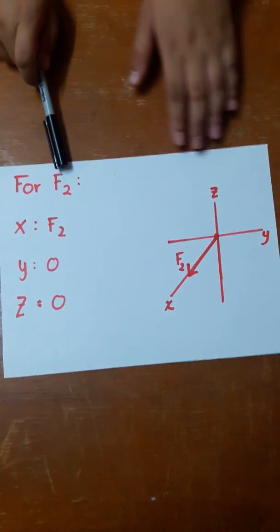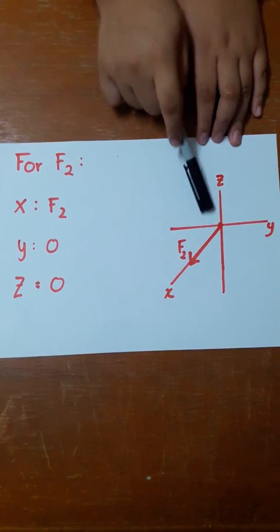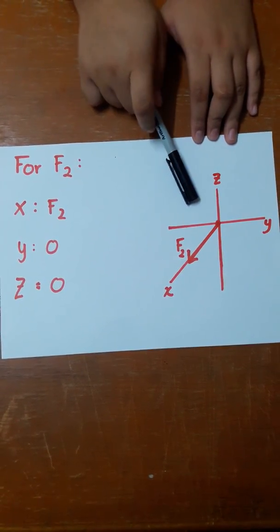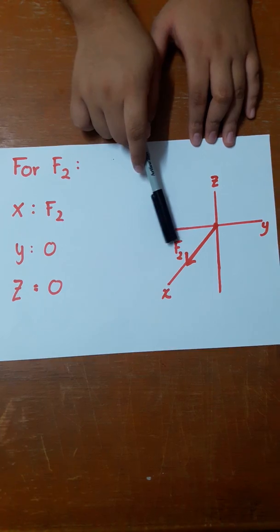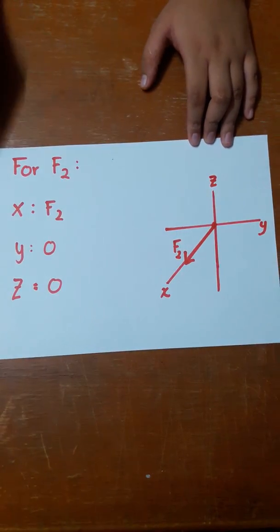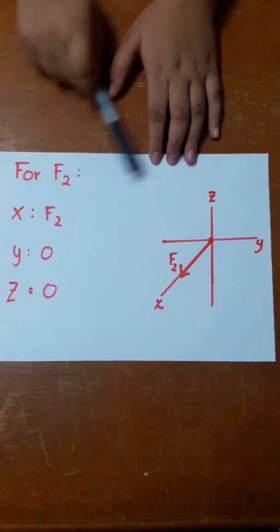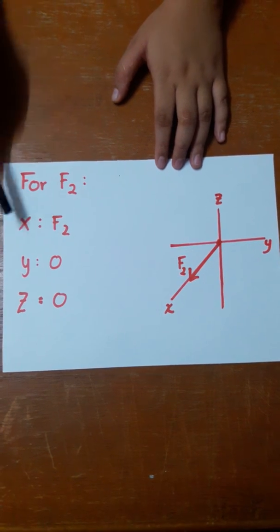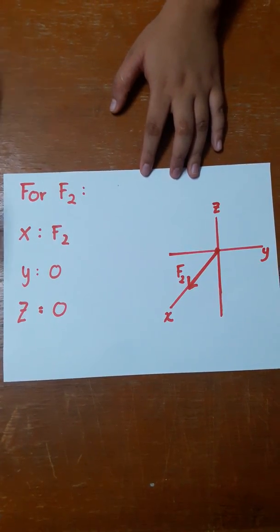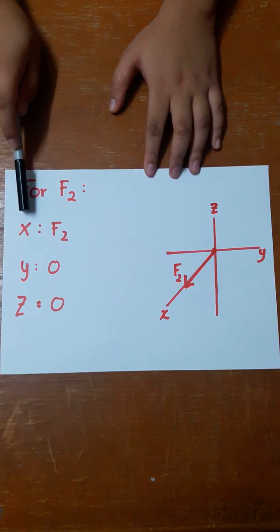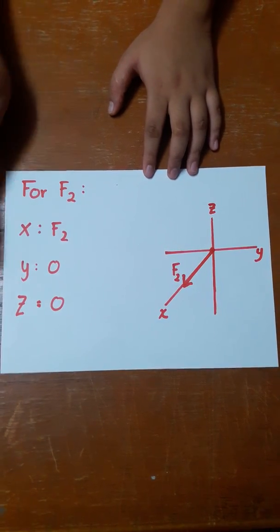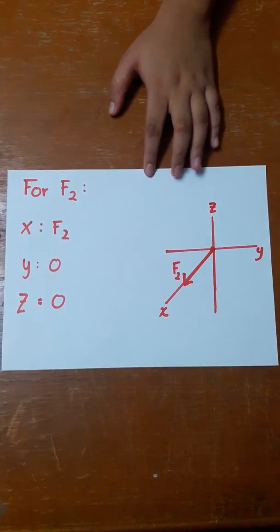Next is F2. From the diagram, we can see that F2 lies on the x-axis. So we resolve it into X, Y, and Z components. For X it is only F2, and Y and Z are 0. Next, I will pass to Amira.